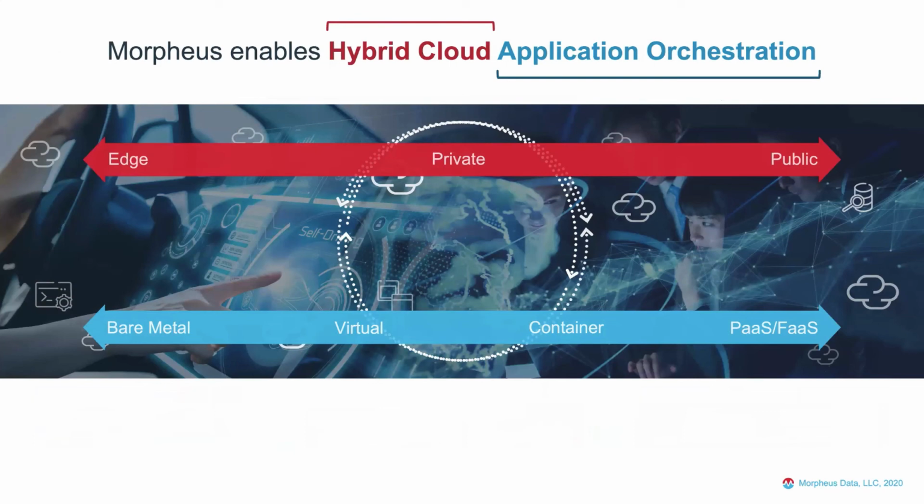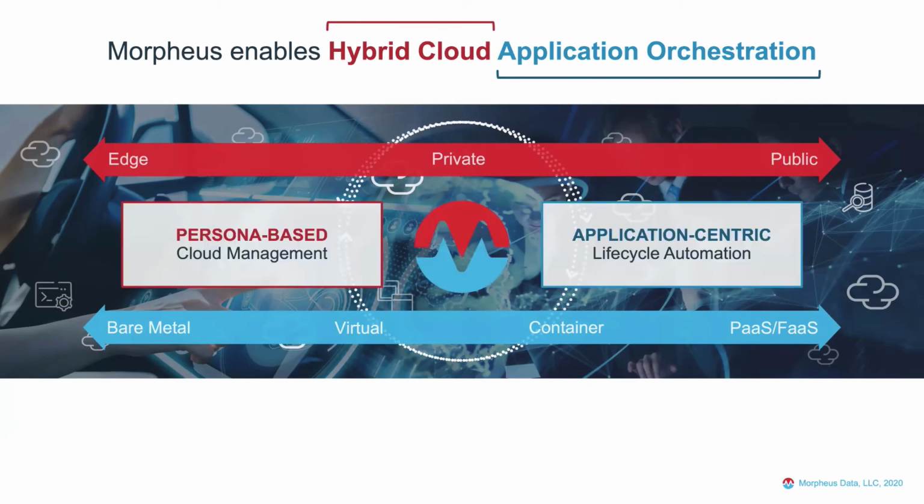Now, Morpheus is a hybrid cloud application provisioning and orchestration platform. This is the heart and soul of what we do. And we can help you do that at the edge, in your private data centers, and also in the public cloud. So from one offering that's really going to help you glue all those things together that you just saw in the previous slide. So again, from a bare metal perspective, from virtual platforms, containers and PaaS, FaaS, so modern applications, we can help you with that.